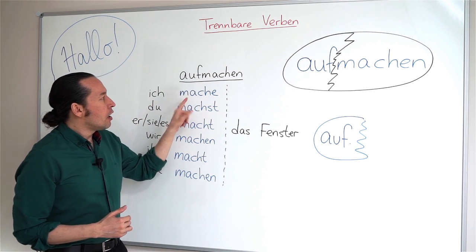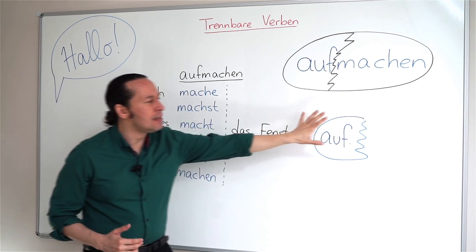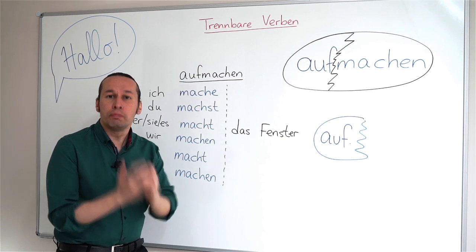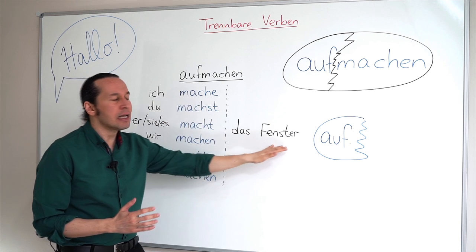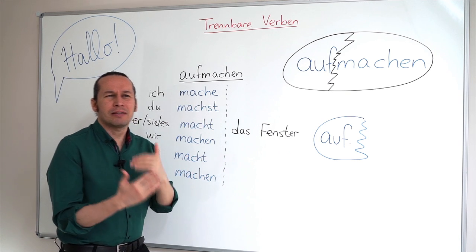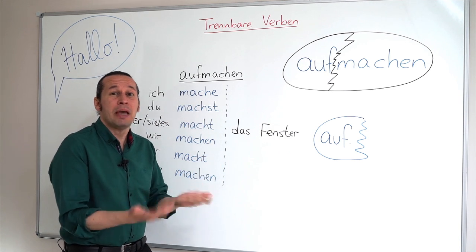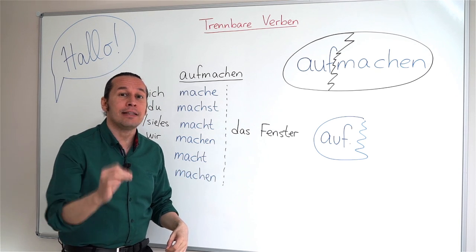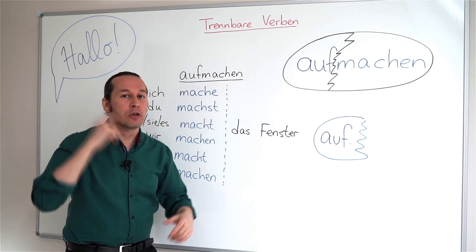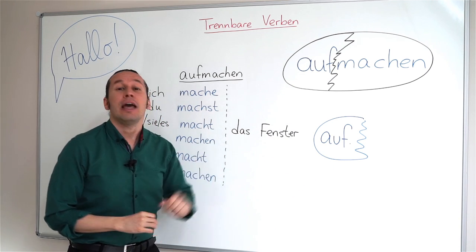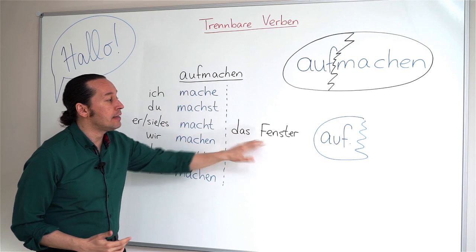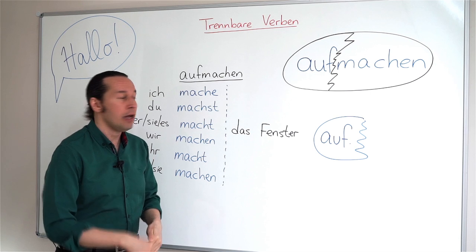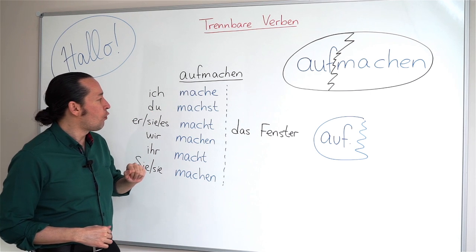So, think of it. If I wouldn't use the auf, machen alone would be to make. So, ich mache das Fenster would have some weird meaning, that I make the window, but what? Do I open it? Do I close it? I don't know. So I need to put the prefix auf. So the sentence has then a meaning. This means then, ich mache das Fenster auf. I am opening the window. Okay.